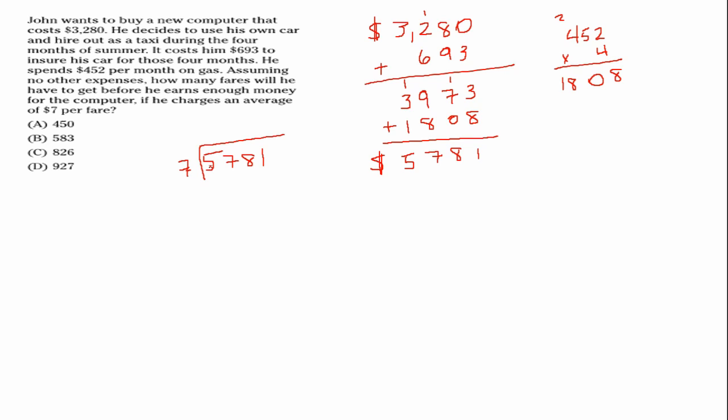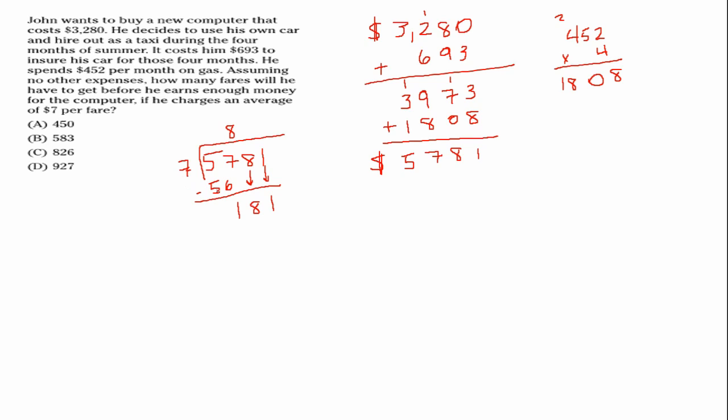What times 7 could get us close to 5? Nothing except a fraction, which we can't do for long division. What times 7 will get us close to 57? 7 times 7 is 49. 7 times 8 is 56. So we're going to go with 8. Subtract it. 57 minus 56 is just 1. And you just bring down the 8 and the 1. Simply just drop that down.